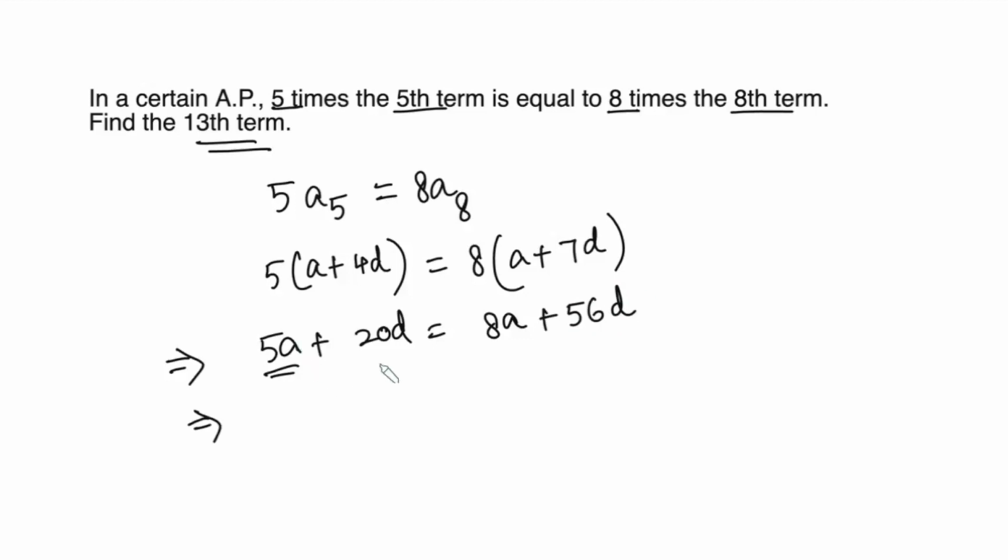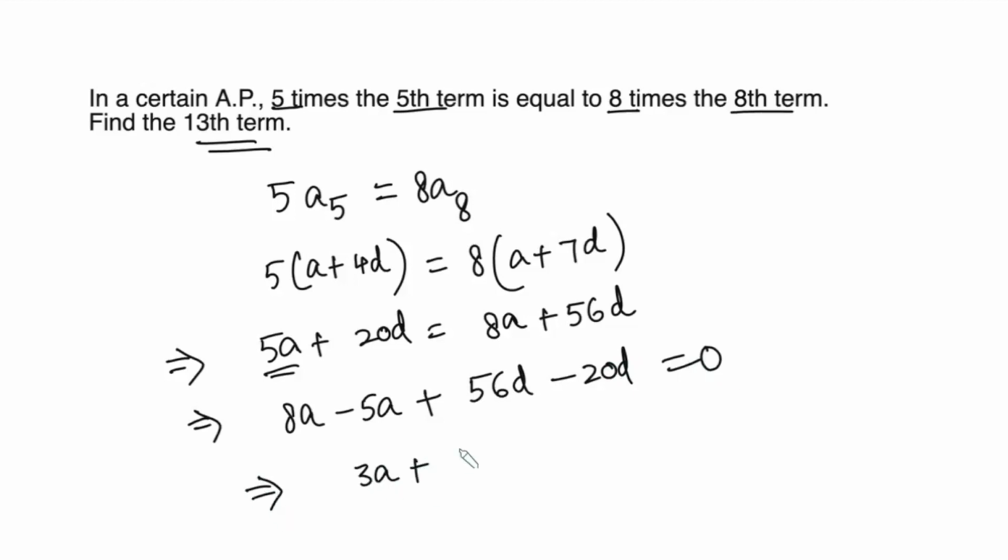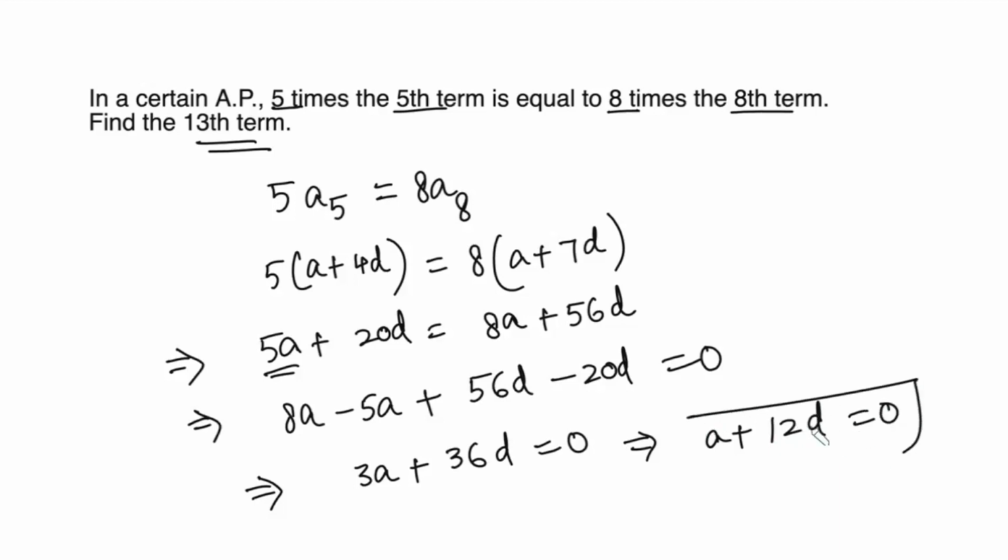Isolating all the terms on one side, we get 8a minus 5a plus 56d minus 20d equals 0, which simplifies to 3a plus 36d equals 0. Here we see that 3 is a common factor of 3a and 36d, so we can divide throughout by 3. So we will get a plus 12d equals 0.